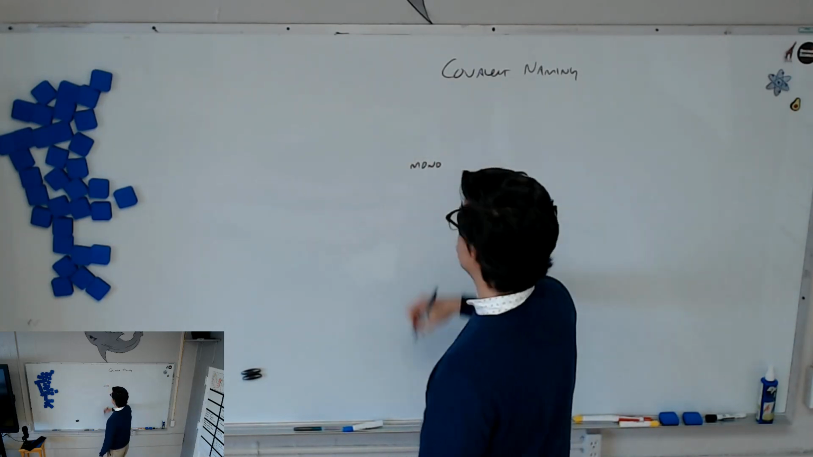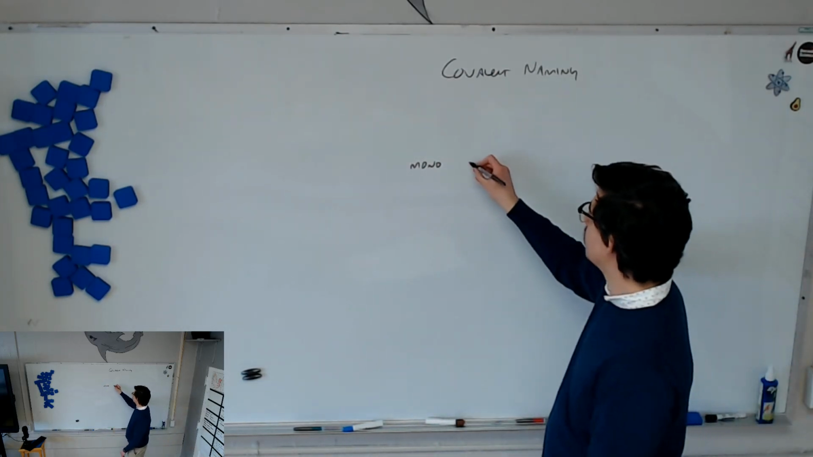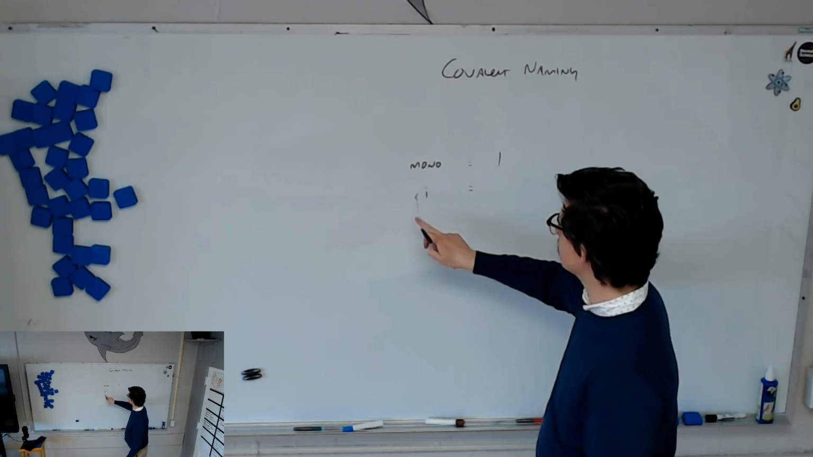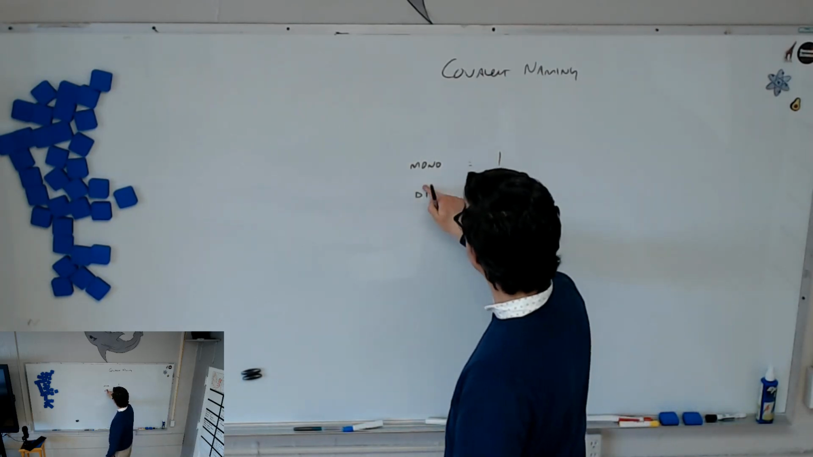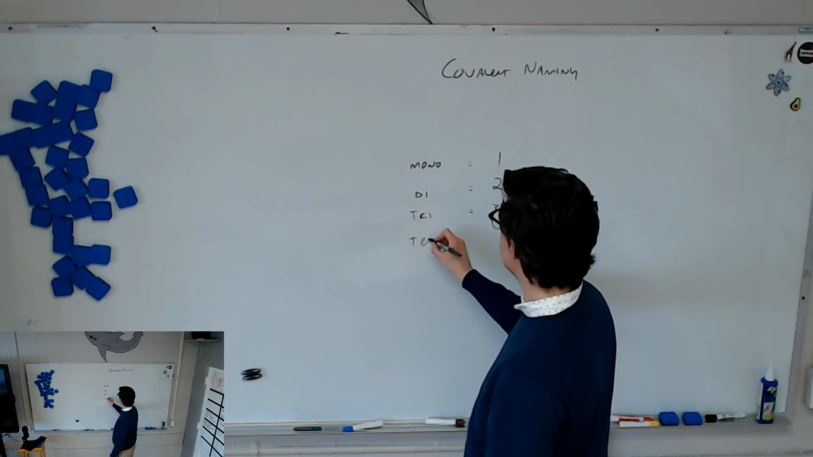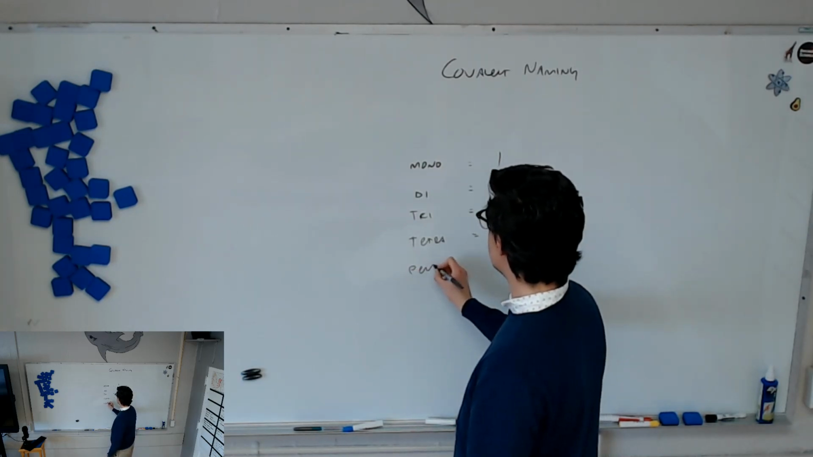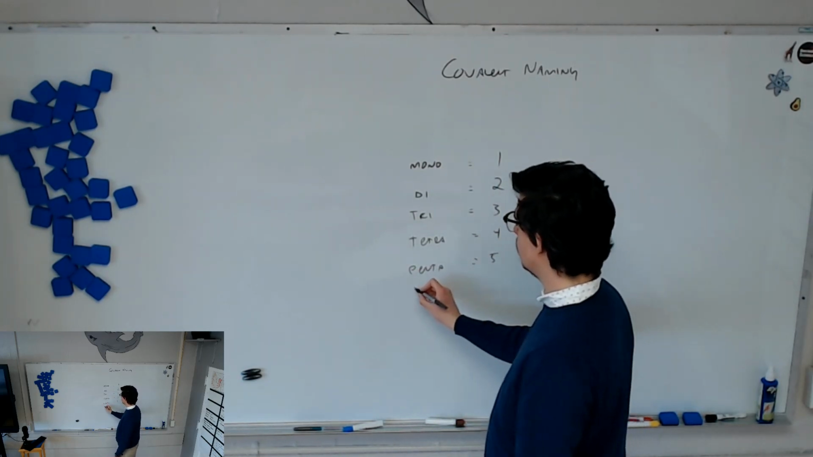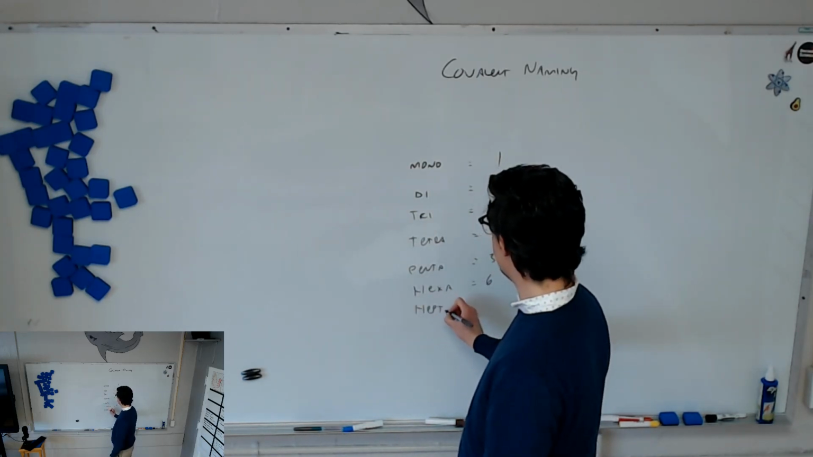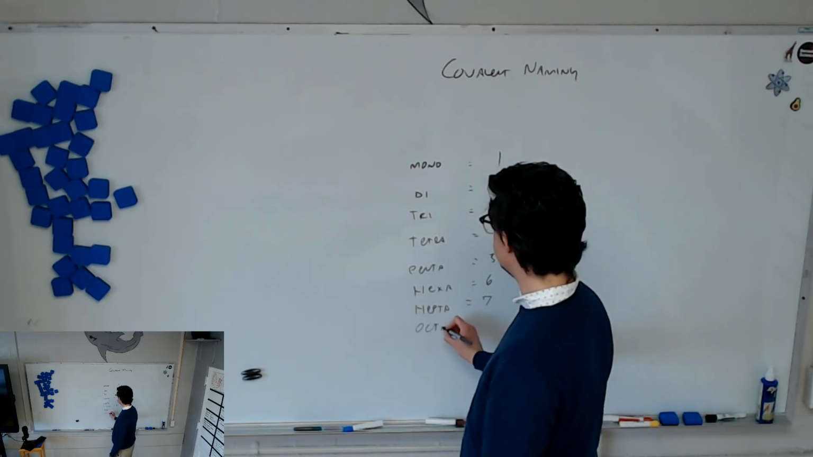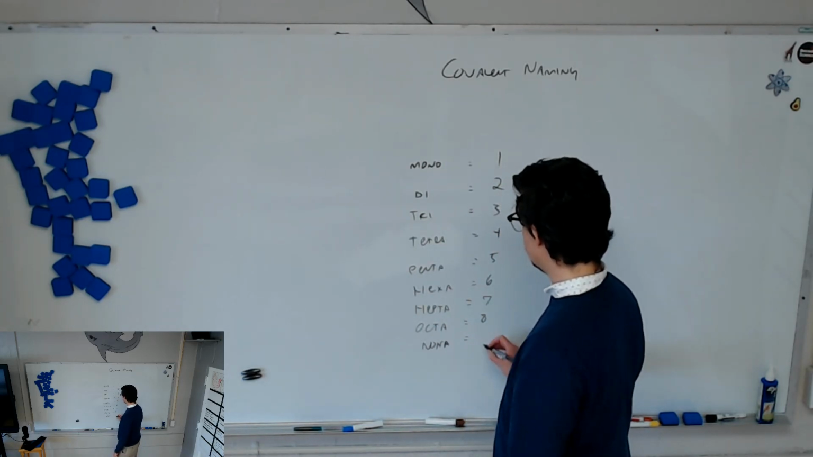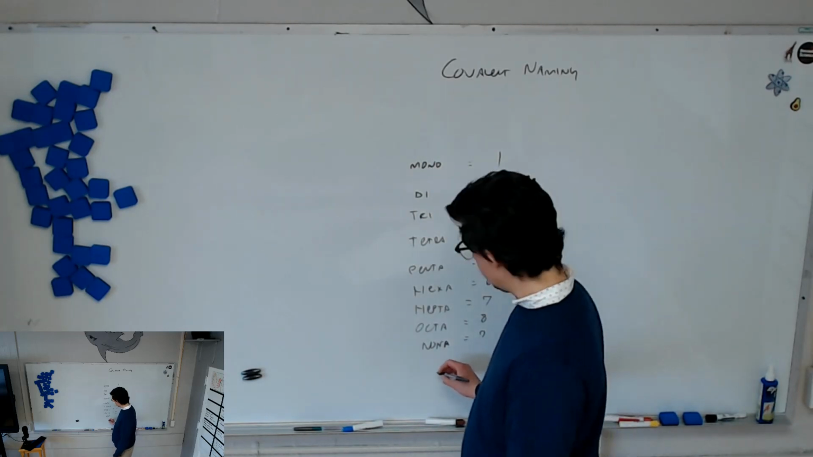So mono, you're going to have a little table here. So mono means what? 1. Di. 2. Tri. 3. Tetra. 4. You're seeing a pattern here. Penta. 5. I think it's hexa. 6. Hepta. 7. Octa. 8. Nona. Nona is 9, and deca is 10.